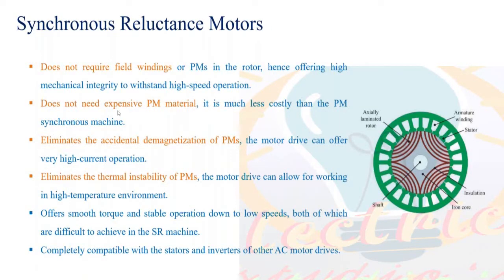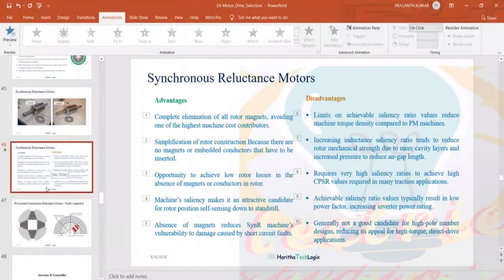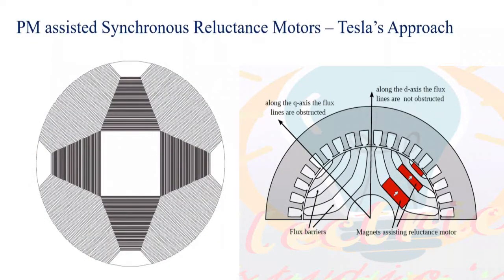So this synchronous reluctance motor does not require field windings. They do not need expensive PM material if it is only a synchronous reluctance motor. But what Tesla is using is different. That is a PM assisted synchronous reluctance motor, where a very small amount of permanent magnet is used. But if I should not use permanent magnet, how can I meet the torque capability? Okay, let me tell the answer.